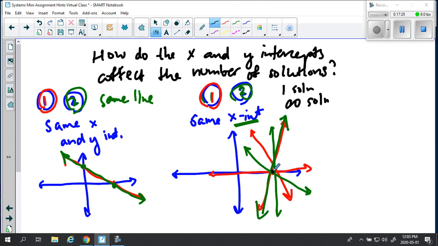Is it possible, if the red and the green lines have the same x-intercept, for these to be parallel lines? The conclusion here is that it actually is not possible for these two lines to have zero solutions. Either there is one solution or there are infinite solutions, but there are not zero. Okay? That's going to be an important take-home message as you go later.